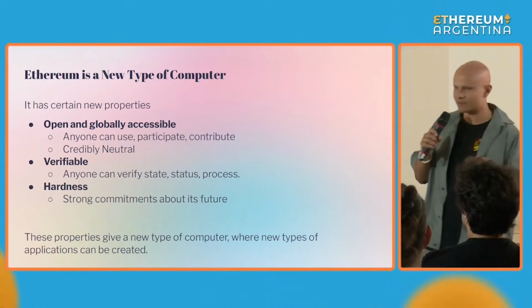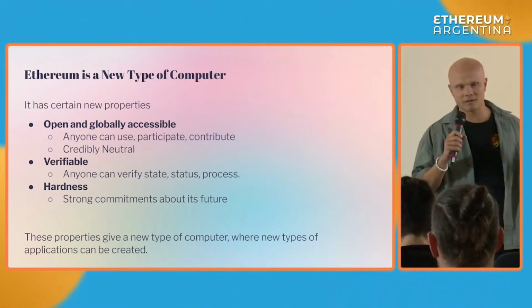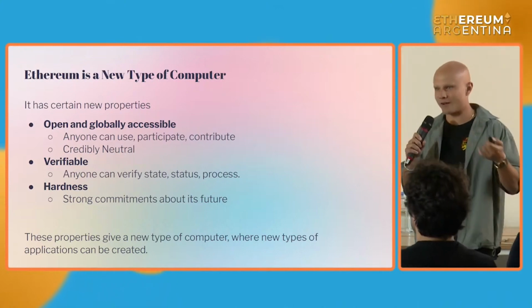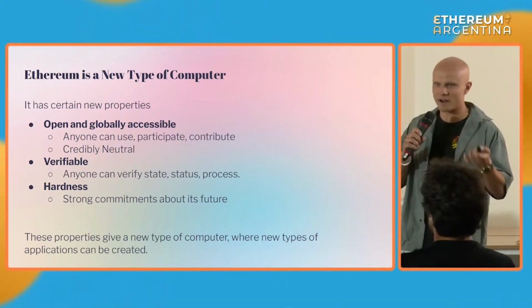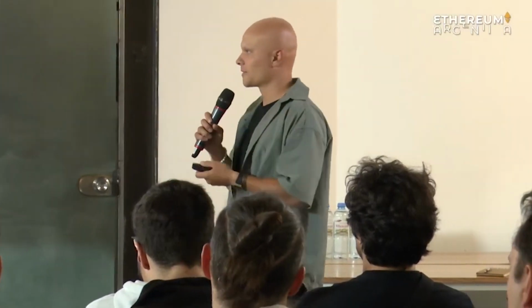Another property is that it's verifiable. So anyone also around the world can verify that the current state of Ethereum is correct, right? They can verify that it's correct, that it's accurate, that it is what it should be, and you can verify that the process to get there is also correct.